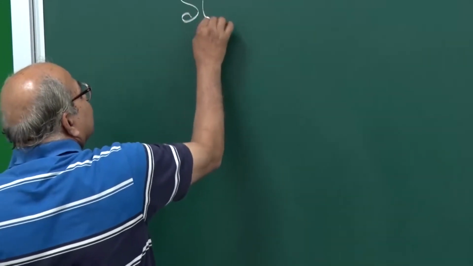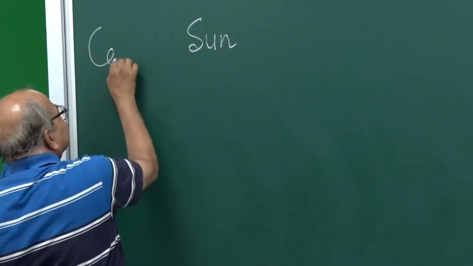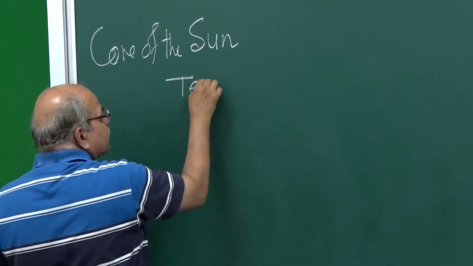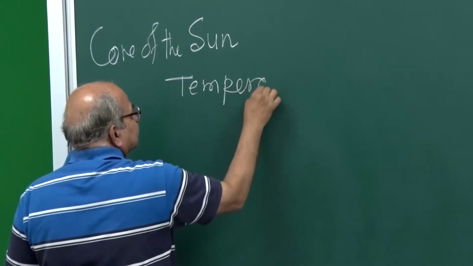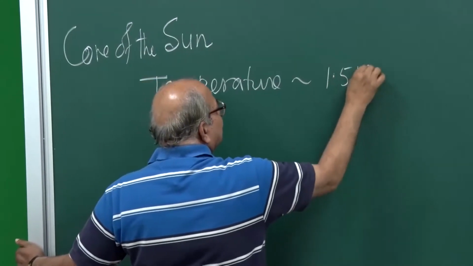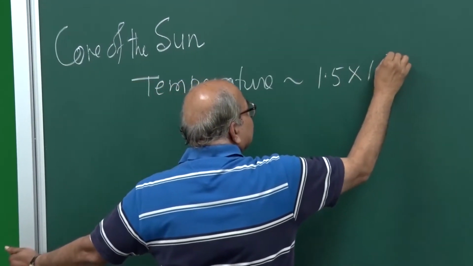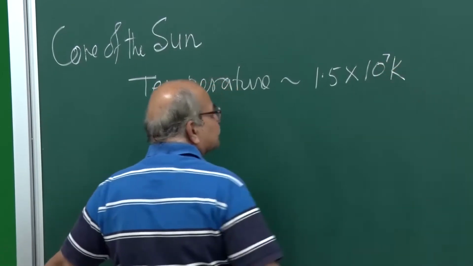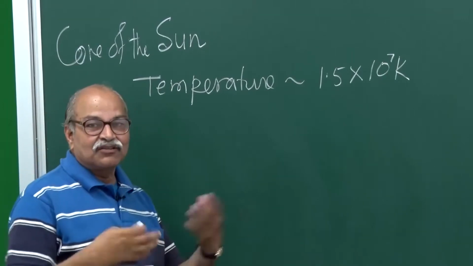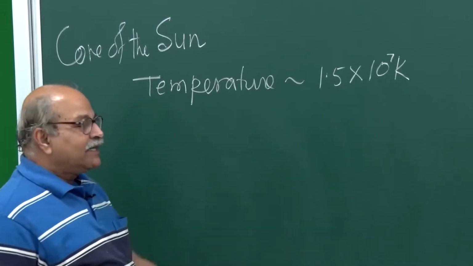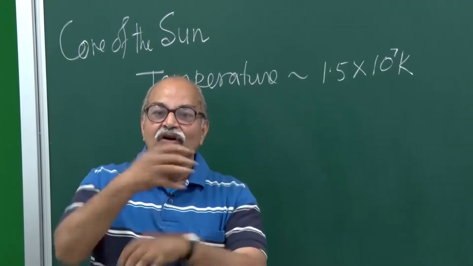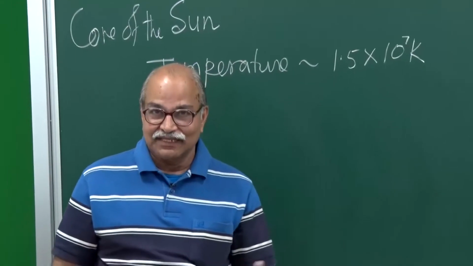So inside the sun, at the core of the sun, temperature is about 1.5 into 10 to the power 7 Kelvin. So that's the kind of temperature. At this temperature you have lots of protons and electrons and all those things, and the protons come together to form this helium nucleus only because of the random thermal speeds.